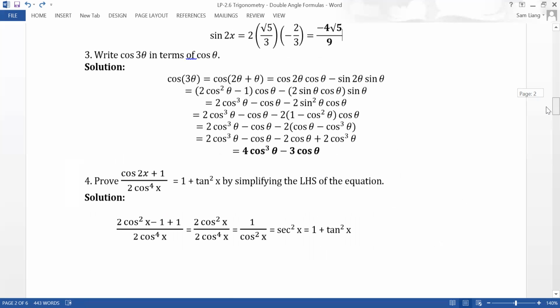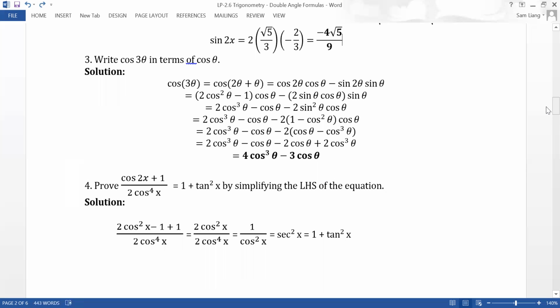All right, question 3. I know this seems intimidating, but nothing we can't handle because we are Bronx Science. All right, so cosine 3 theta, we can see 3 theta as 2 theta plus theta. And then from there we'll use the addition formula.